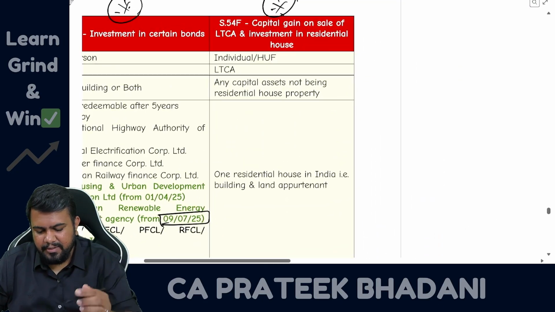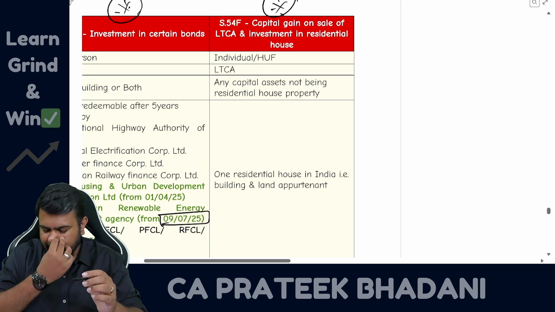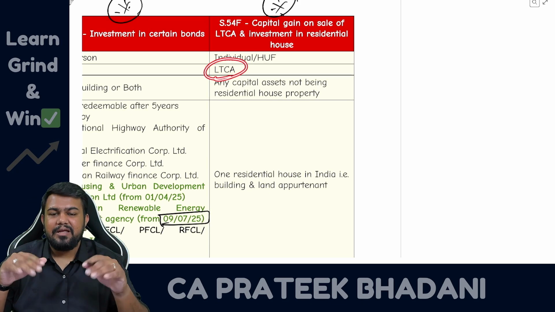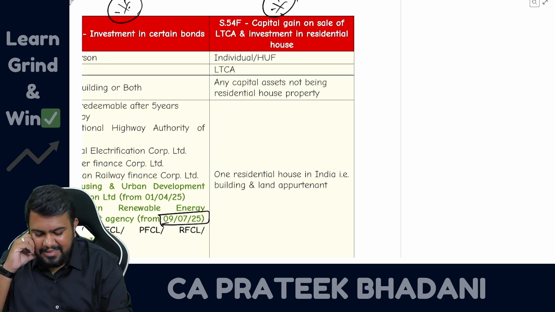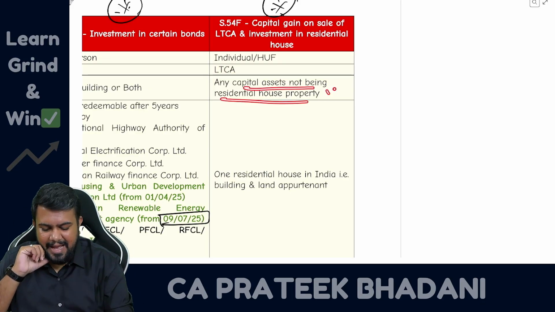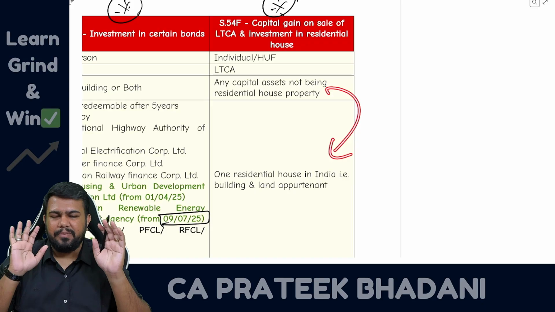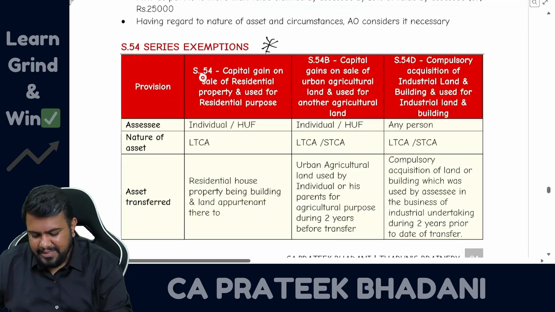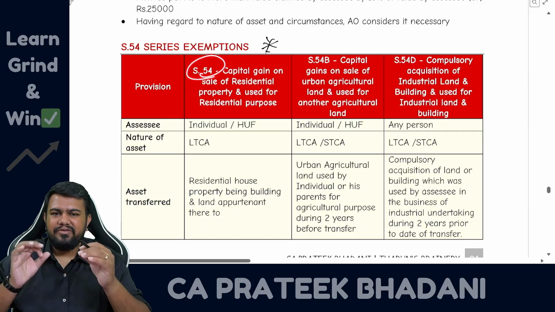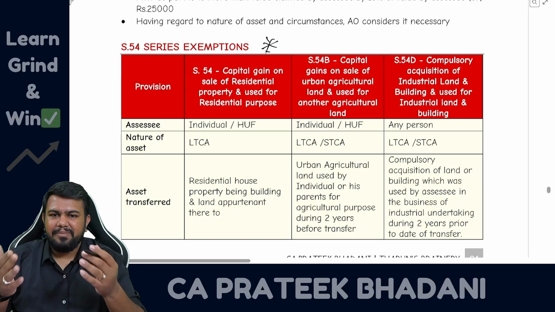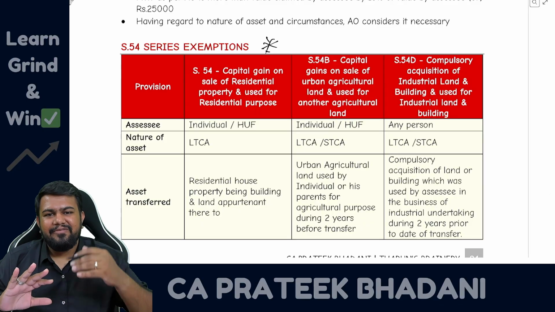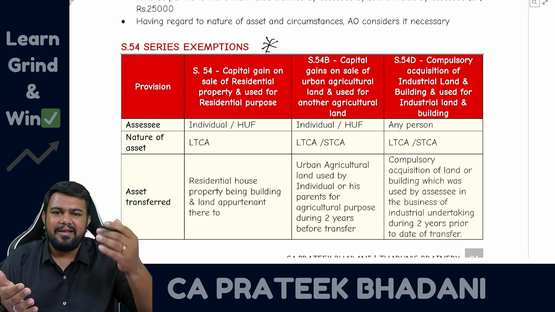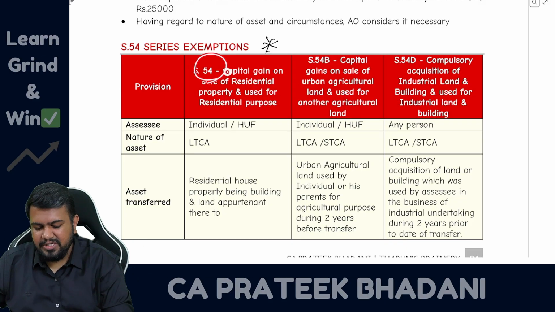Fine. Now let's talk about section 54F. 54F is also important. 54F speaks about an individual or HUF transferring a long-term capital asset which can be any asset other than a residential house property, and investing in a residential house property. So listen, what did I say? In section 54, what did we learn? That an individual or HUF is transferring a long-term capital asset being house property, investing the money to buy another house property. So one house they are selling and another house they are buying.